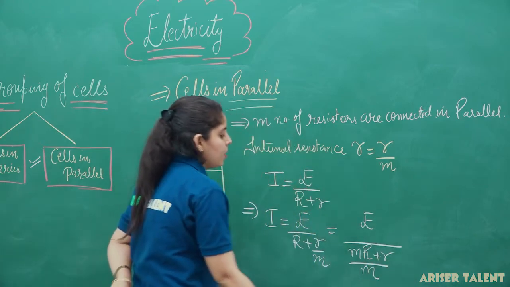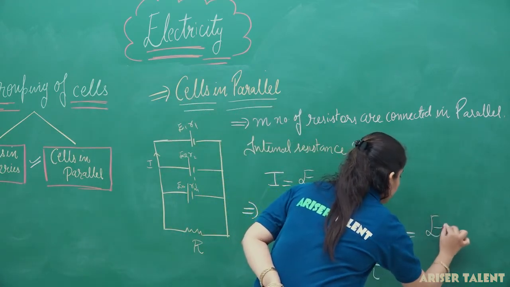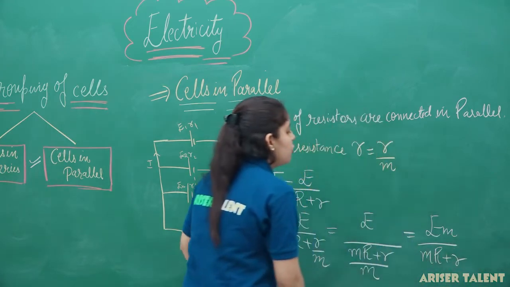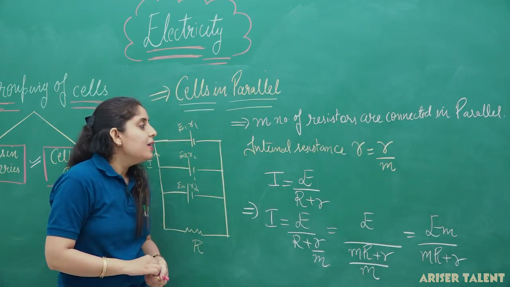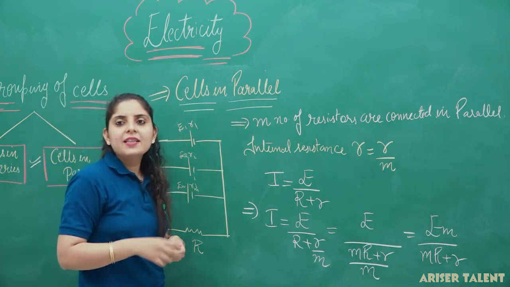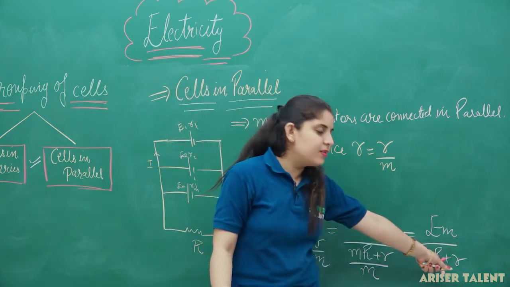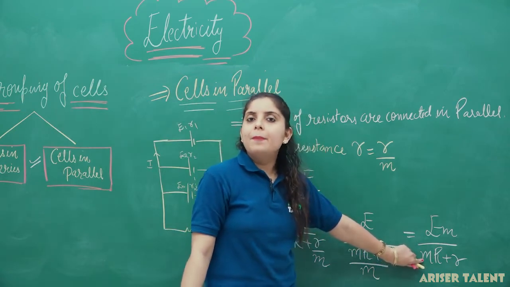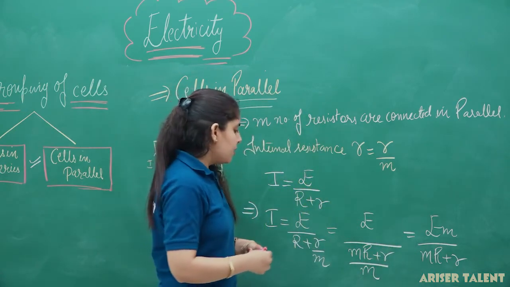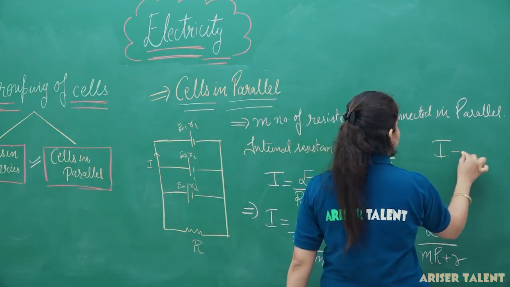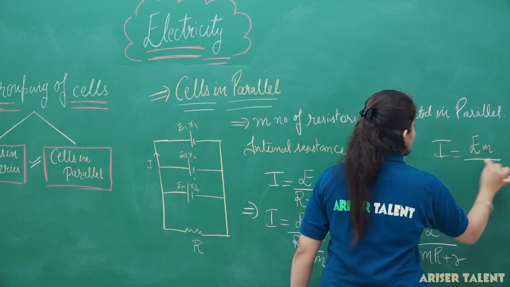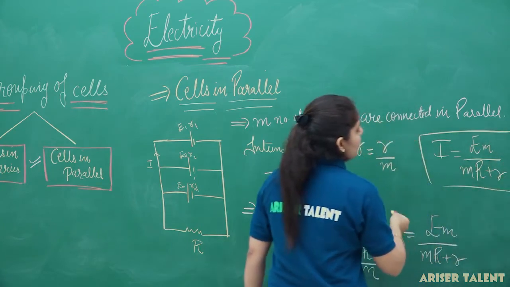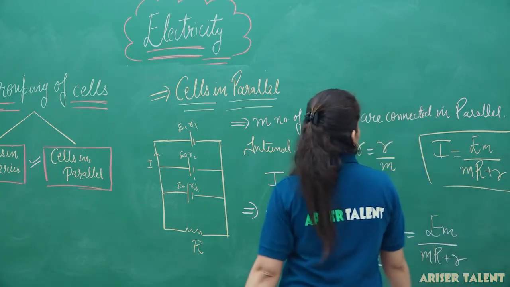plus r. So we will get I equal to Em upon mR plus r. So again you will get the formula. In the case of series combination you have seen that we have multiplied the term n with the small resistance, that is the internal resistance of the cell, but here the term is multiplied by the capital M because we have just reversed the terms here. So the final expression of the current in the case of parallel combination came out to be Em upon mR plus r. So this is the formula for parallel combination.